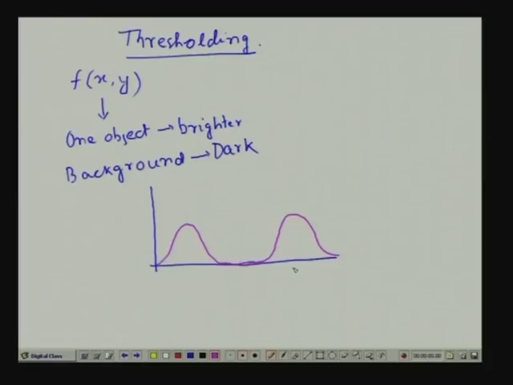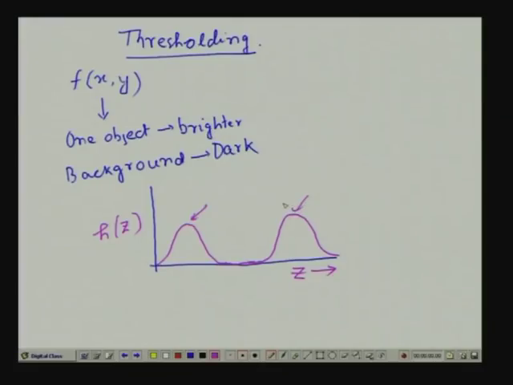So, on this side we put the intensity value z, and this side is our histogram of z. As we said, because we have one object and we are assuming that the object is bright, which is placed against a dark background, the intensity values will accumulate and the histogram will give rise to a bimodal histogram, where the intensities will be concentrated on the dark side as well as on the brighter side.